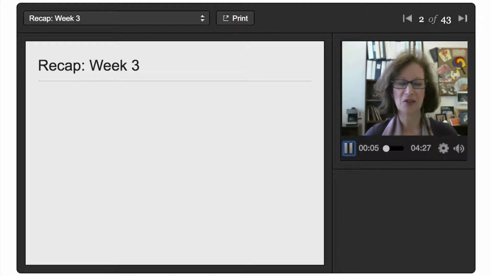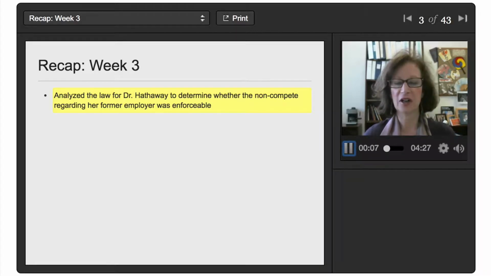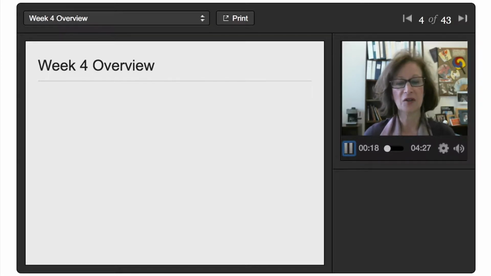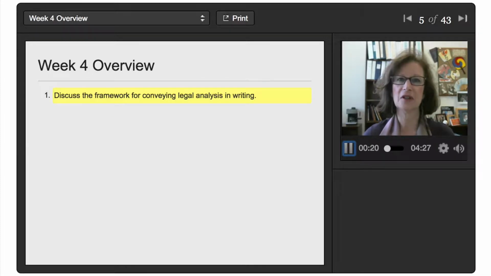Last week, as you may recall, we analyzed the law for our client, Dr. Hathaway, to determine whether or not the non-competition covenant in her employment agreement with her former employer was enforceable. And so this week we want to talk about a framework for conveying that analysis in writing.